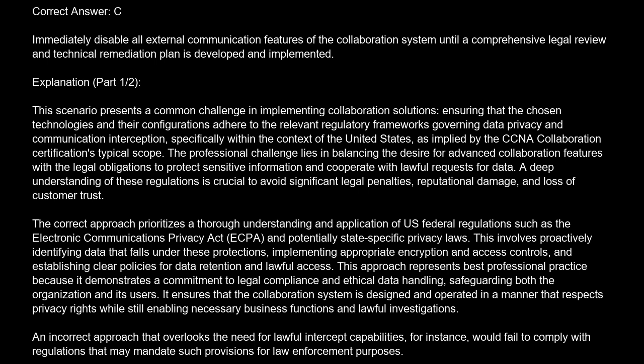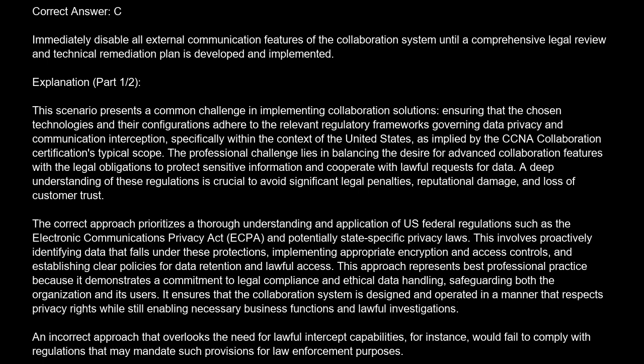The correct approach prioritizes a thorough understanding and application of U.S. federal regulations, such as the Electronic Communications Privacy Act (ECPA), and potentially state-specific privacy laws. This involves proactively identifying data that falls under these protections, implementing appropriate encryption and access controls, and establishing clear policies for data retention and lawful access.